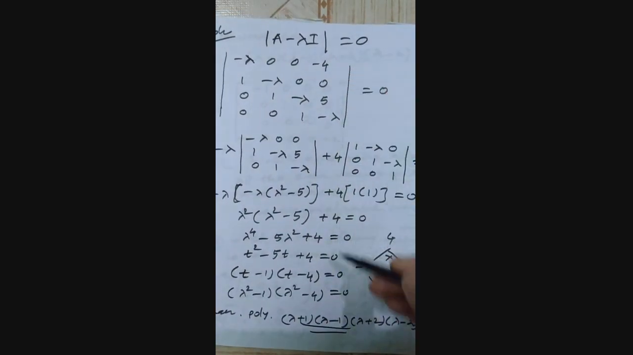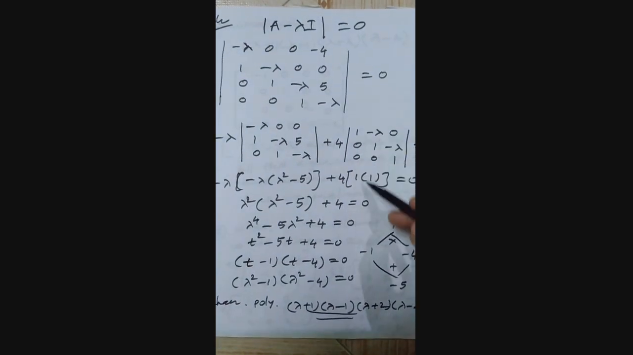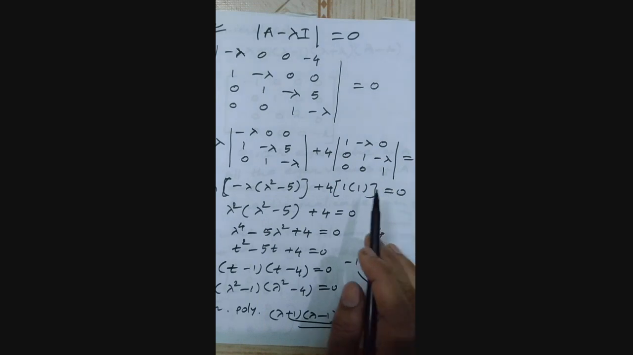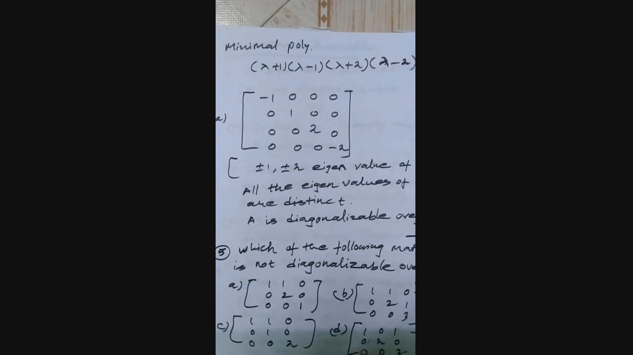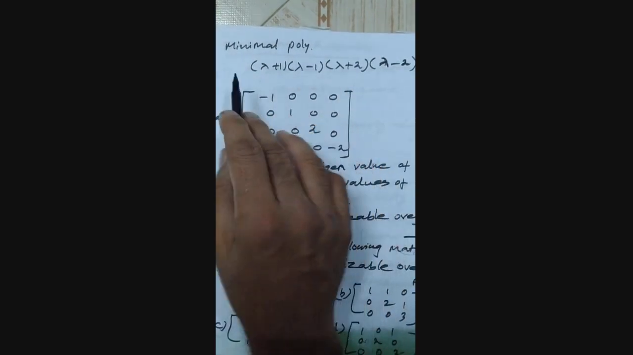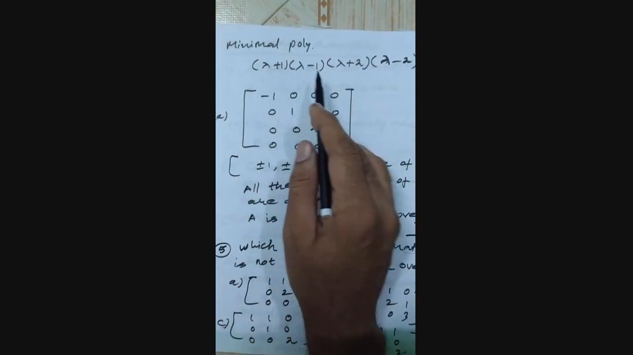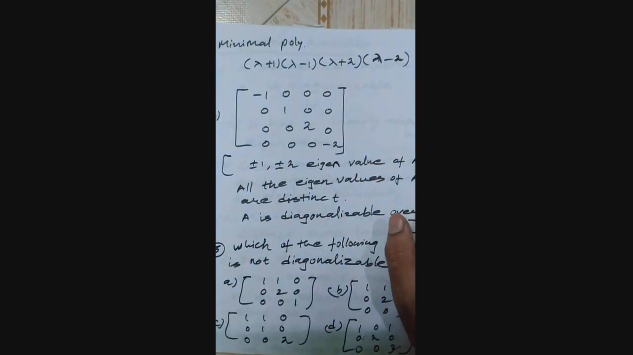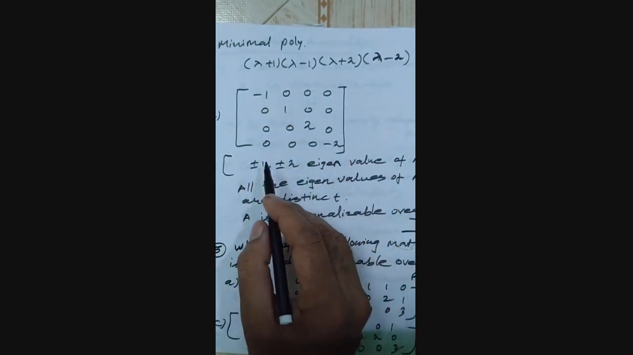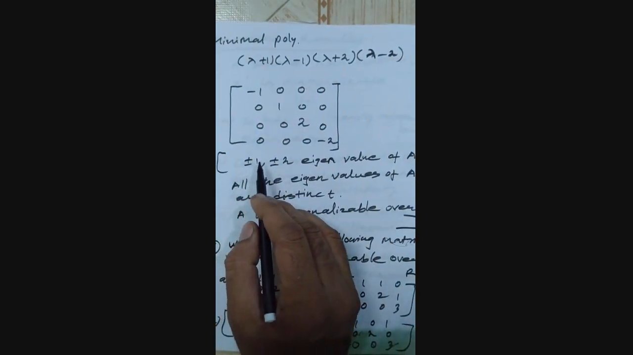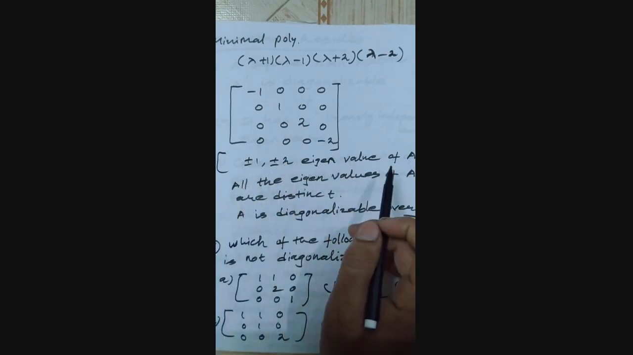So these steps are well known steps, everyone knows them, and the simplification is very easy. Please note this. Moreover, the minimal polynomial is also the same, with only linear factors. In the characteristic polynomial we have lambda plus 1, lambda minus 1, lambda plus 2, lambda minus 2. So in this problem, the characteristic polynomial and minimal polynomial are the same. We can easily find this because the eigenvalues plus or minus 1 and plus or minus 2 are distinct.